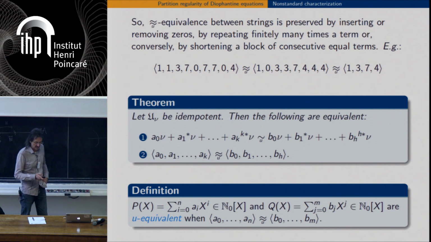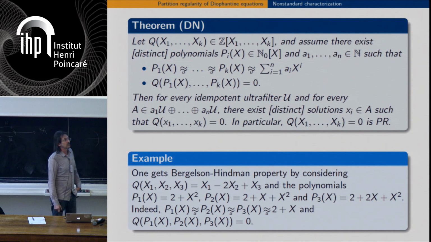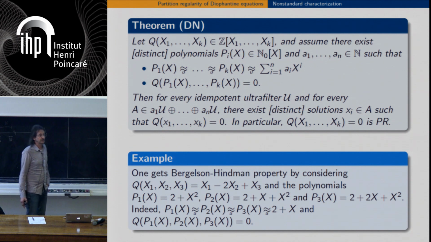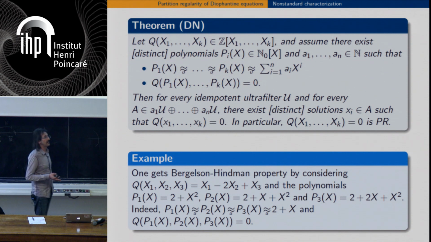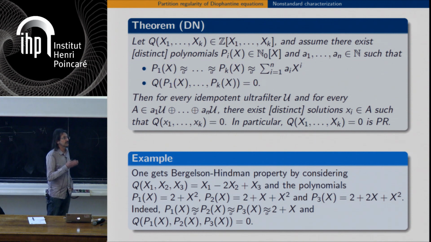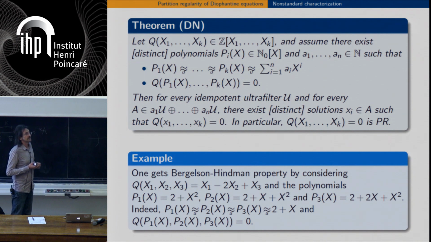And then one can prove the following: if we are given some polynomial and we want to prove that that polynomial is partition regular, a sufficient condition is the following. We find polynomials P1 to Pk which are equivalent in that sense, meaning that they are obtained by taking this sequence of coefficients to be equivalent.